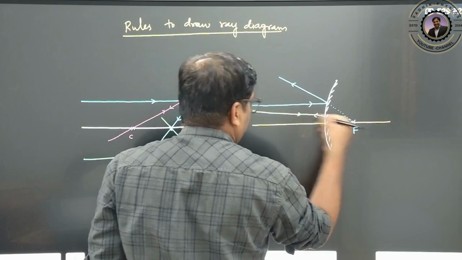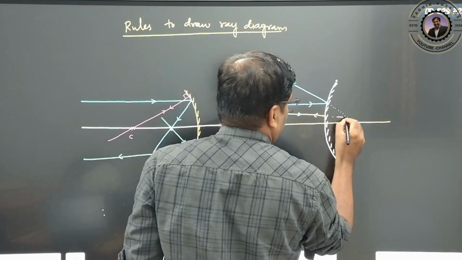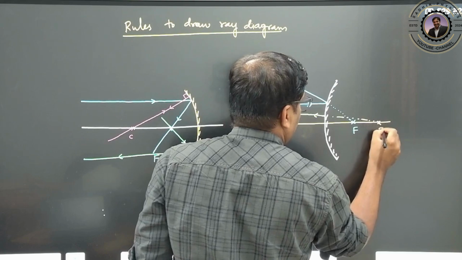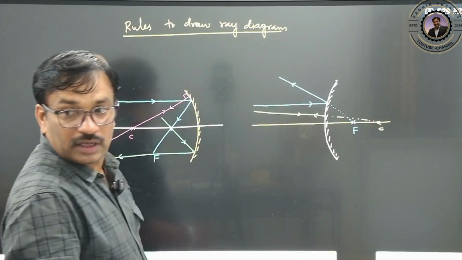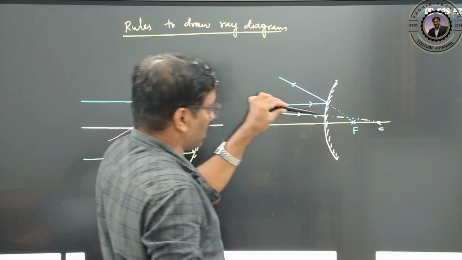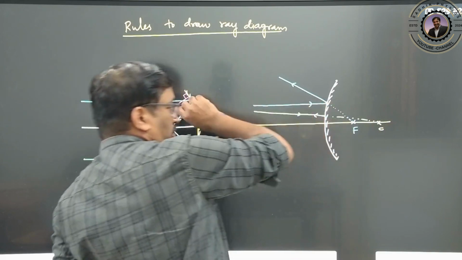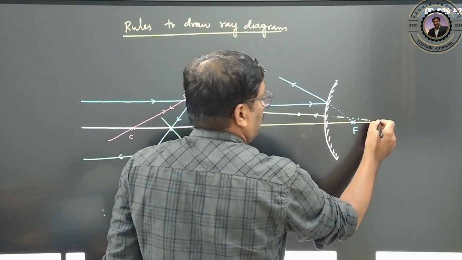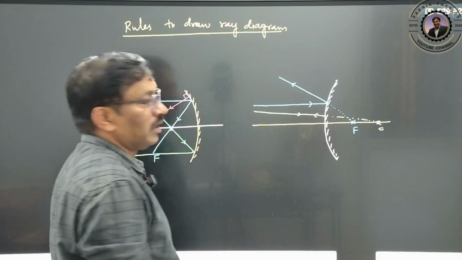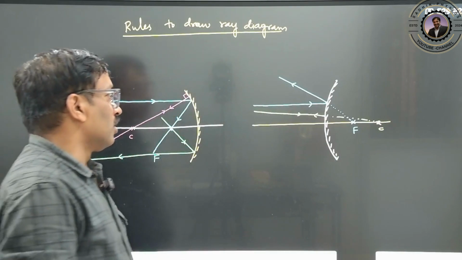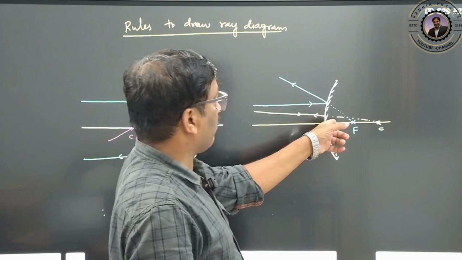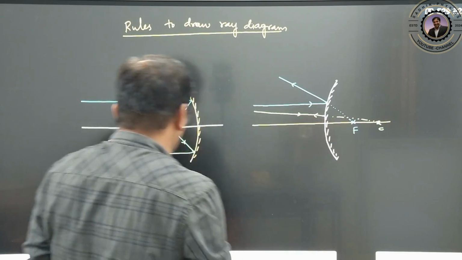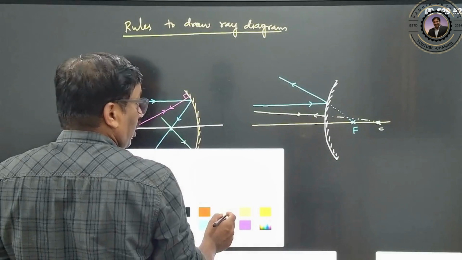it is getting reflected back, that means this light ray is coming from the center of curvature. Clear? If any light ray is going like this and incident onto this and rebounding back, that means this light ray appears to be coming from where? From the center of curvature. Clear? Right?